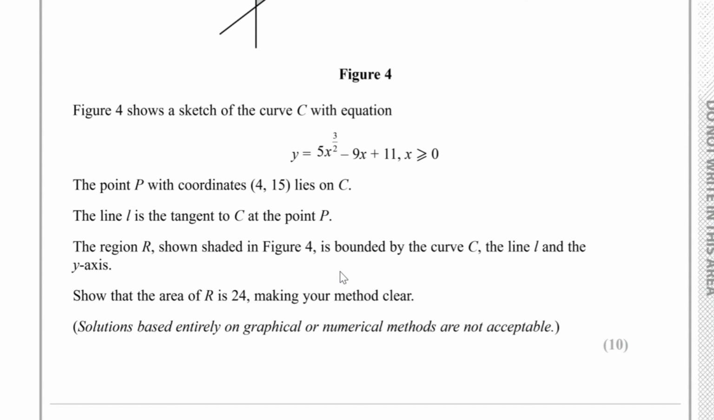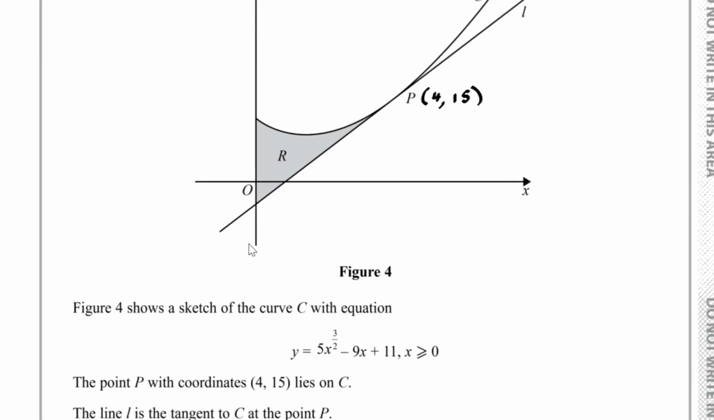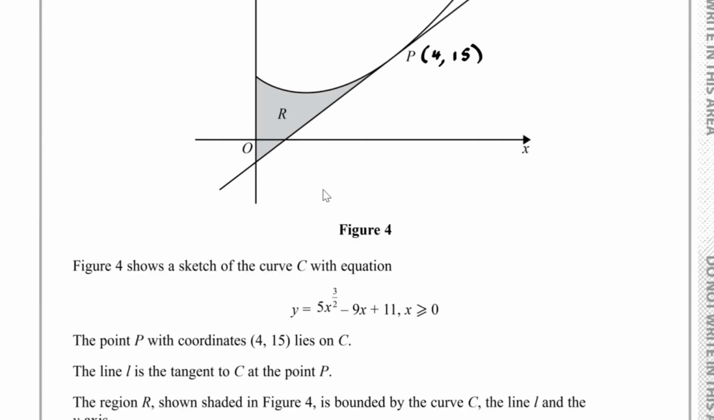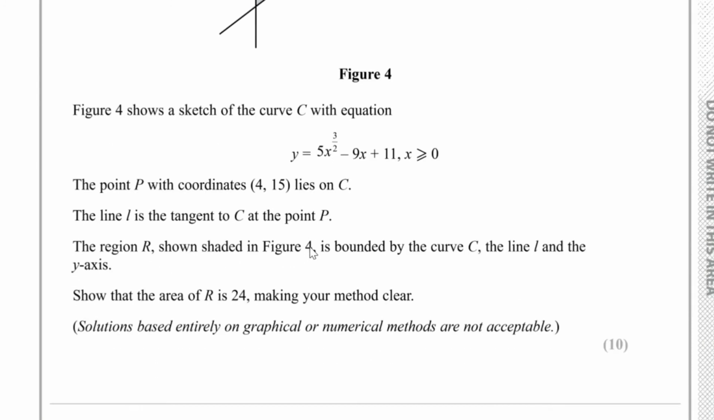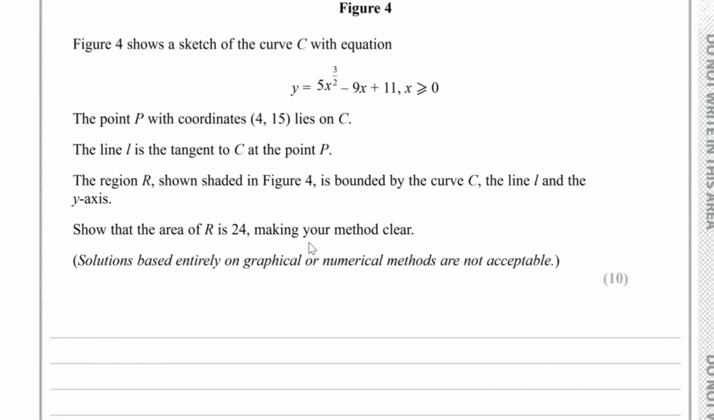Well, we've got the word tangent here, so what we can do is find out the area of R. Before we do that, we need to find out the equation of the line L. We can first of all find the gradient. To find the gradient, I would have to differentiate y. So, dy over dx is equal to 15 x to the power of 1/2 divided by 2 minus 9.